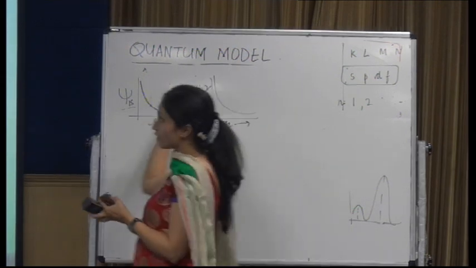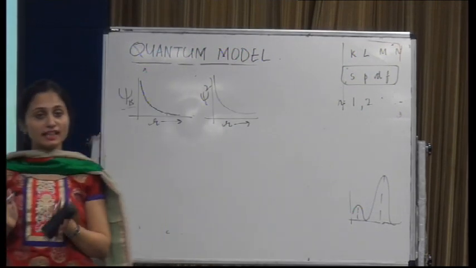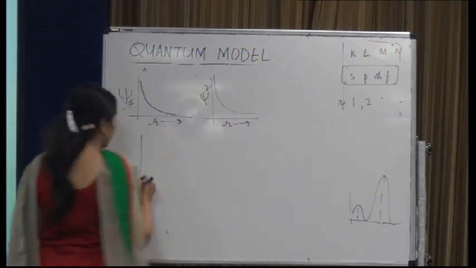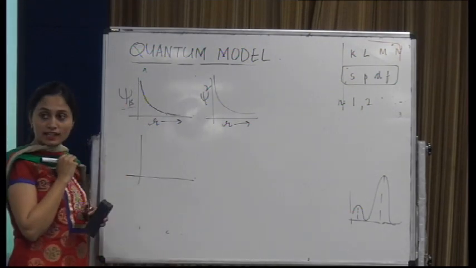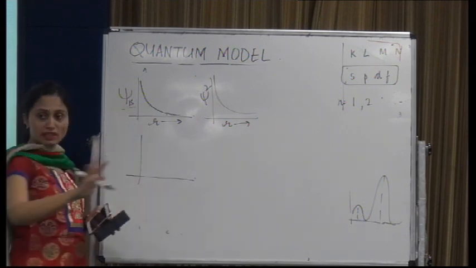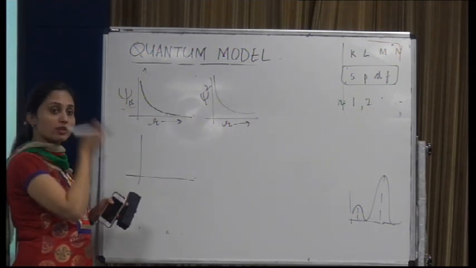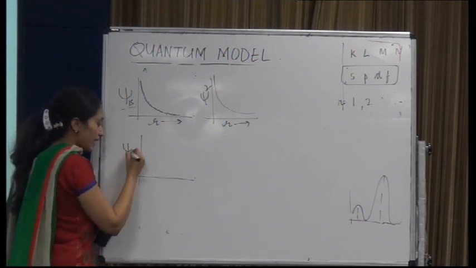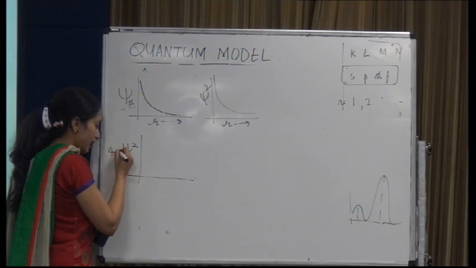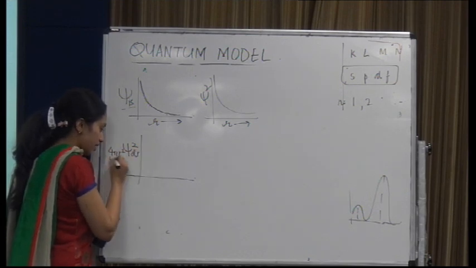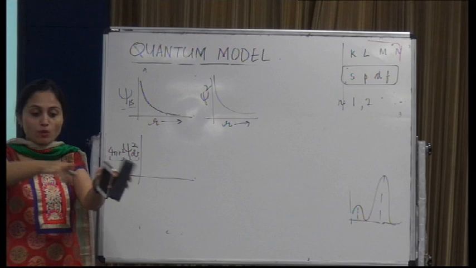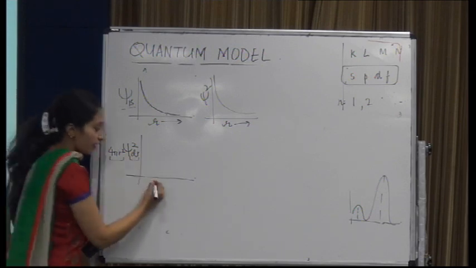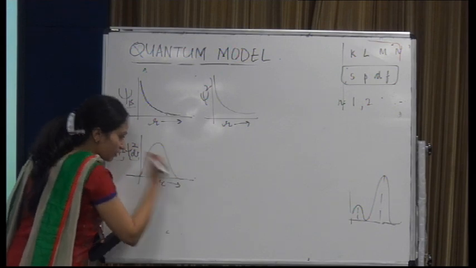What are these curves called? Probability density curves. Now what do I need to take? I need to take the volume element into account. Okay? Because the wave function I got from the solution, but I now need to correct it and enhance its interpretation further. So when I take the volume element, that is 4 pi r square dr. What is this 4 pi r square dr? This is the volume of the spherical shell. Now the curve comes out to be like this.